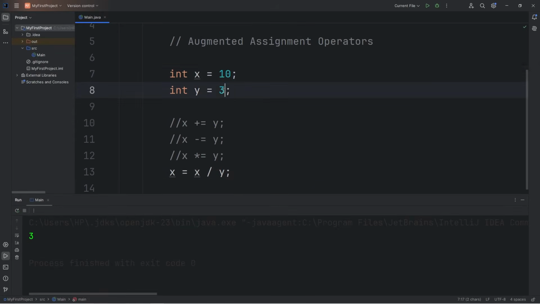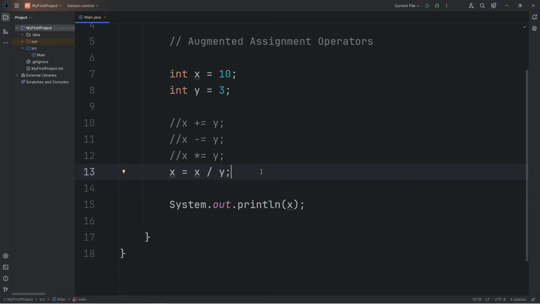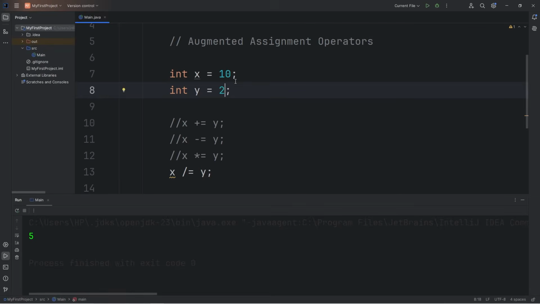Now one thing to pay attention to with division. Alright, so 10 divided by 3 should be 3.33 repeating, right? Well, we're using something called integer division. We're not able to store the decimal portion because we're working with whole integers. So that's something to pay attention to when you're using integer division. If we were working with doubles, then we would retain that decimal portion. So do pay attention to that. We'll discuss that in another video when it comes to typecasting. For the augmented assignment version, that would be X divided by equals Y. And let's change that to be 2. So 10 divided by 2 is 5.